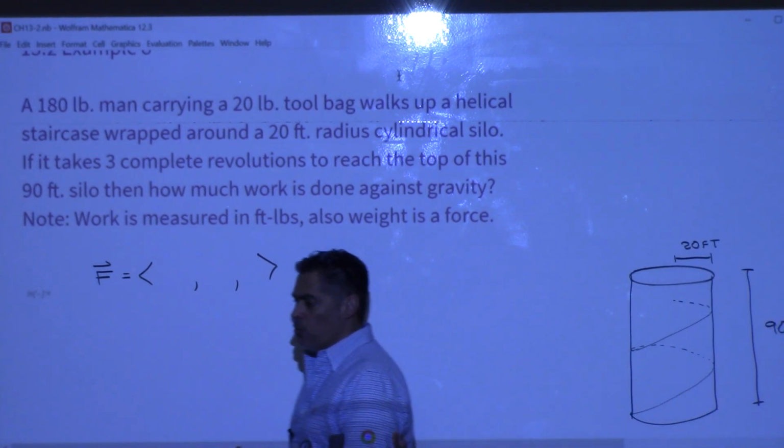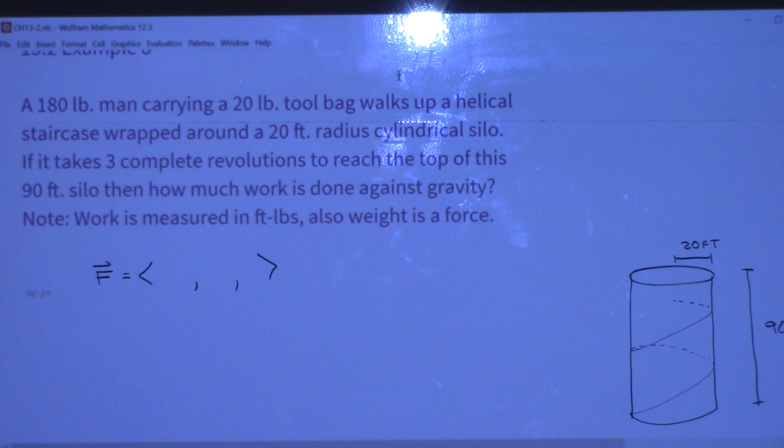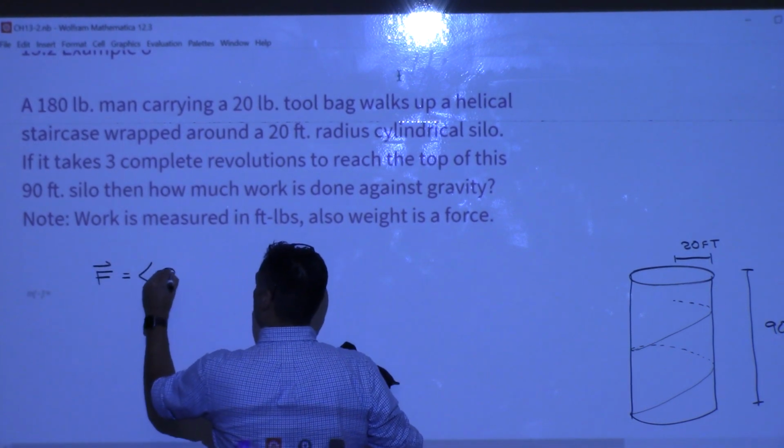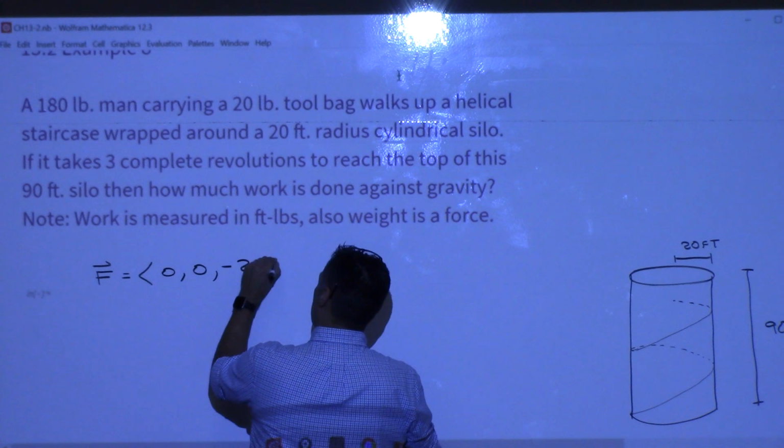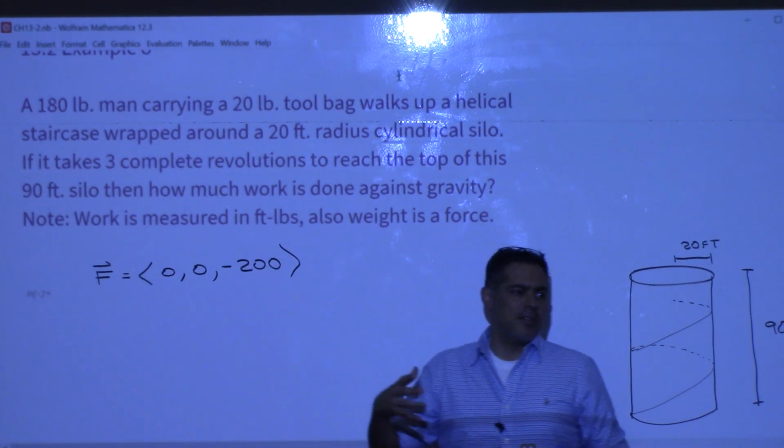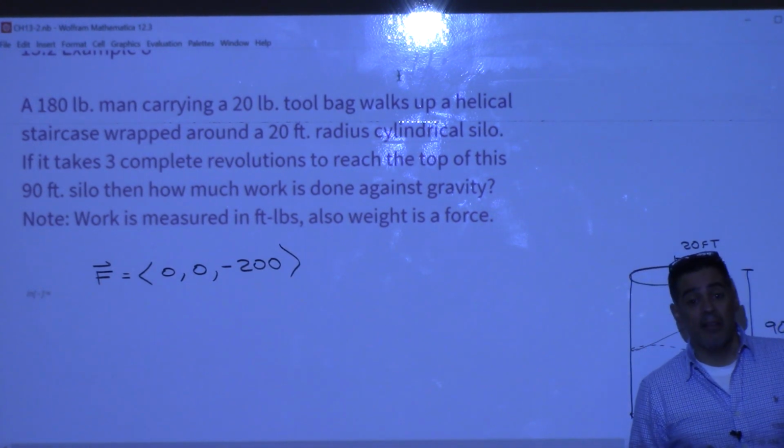So what is it? What is your weight? When somebody says somebody weighs 180 pounds, that's mass times gravity, okay? And is that a force? Is your weight a force? Your weight is a force, yes. Wouldn't it just be 0, 0, negative 200? Exactly. 0, 0, negative 200 is the field. That's the force of gravity acting on this man carrying the bag.